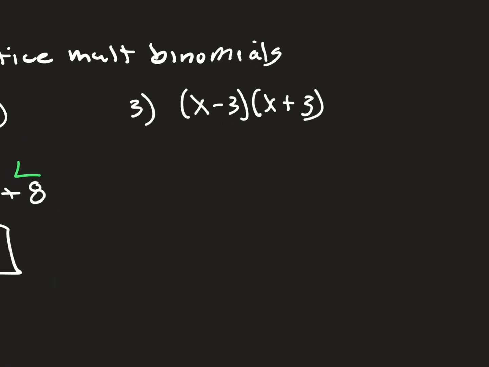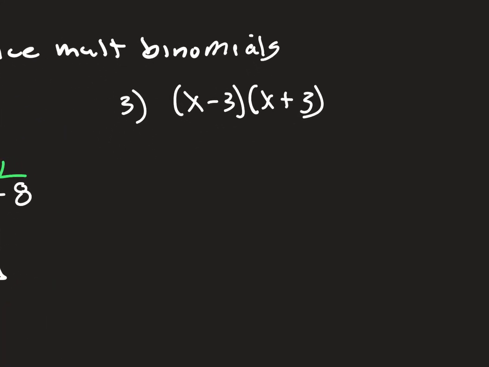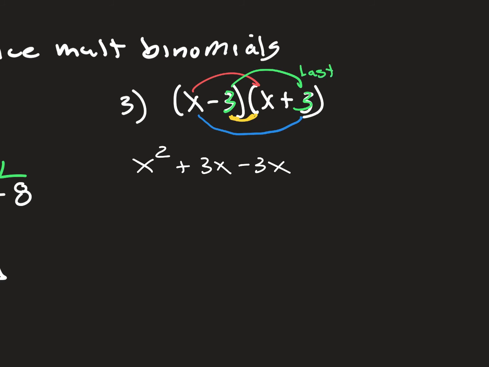Here we have x minus 3 times another x plus 3. So when we multiply the first ones together, we get x squared. Multiply the ones that are furthest on the outside, that gives us a positive 3x. When we multiply the ones that are inside, we get a negative 3x. And when we multiply the last ones in each of the parentheses, that gives us a negative 9.